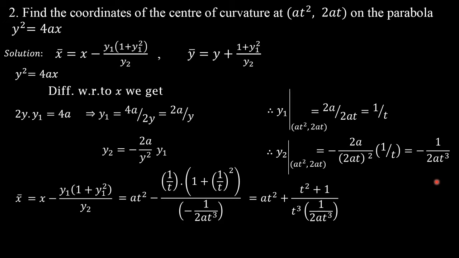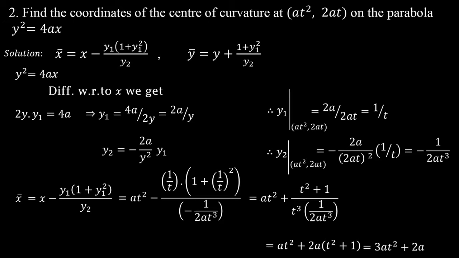Just simplify the equation over here, students. On simplification, you are going to get the expression as at² + 2a(t² + 1), which is nothing but, observe, you have at² + 2at², that is nothing but 3at² + 2a. So the value of x̄, or the one coordinate of the center of curvature at the given point, is 3at² + 2a.